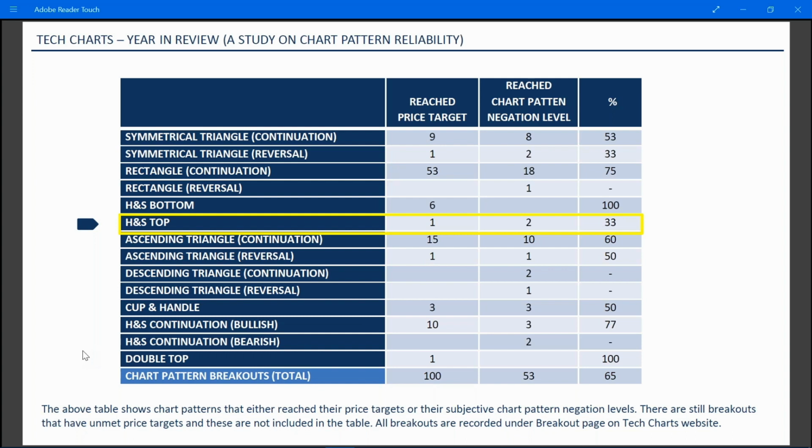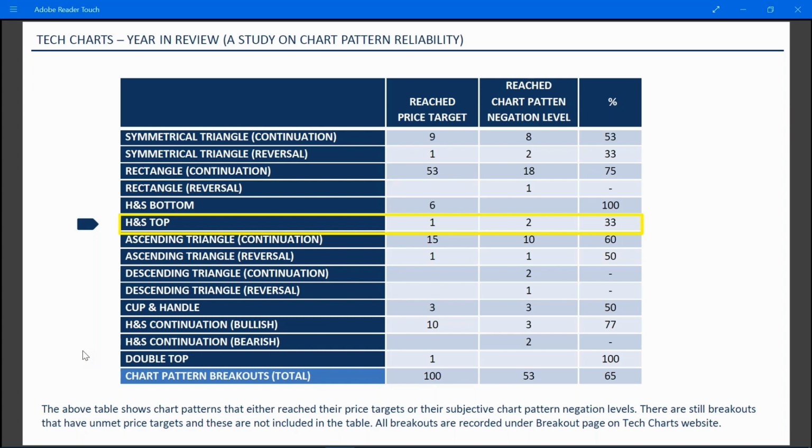Head and shoulder continuations in a bullish trend performed well. Head and shoulder bottoms with clear horizontal boundaries breaking out on the upside performed well. Now, I'm not saying that symmetrical triangles performed really bad or poorly. There were several symmetrical triangle examples. Nine of them so far reached their price target. Eight of them reached their chart pattern negation level.